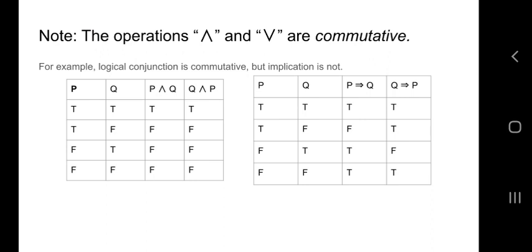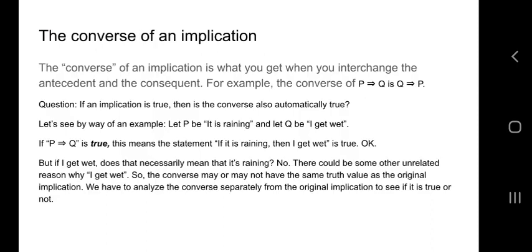Okay, so if we have P implies Q, there is a name for the formula where we reverse the roles of the consequent and the antecedent. That other formula, Q implies P, where we switch the P and the Q, is called the converse of P implies Q. Here's some information about the converse. The converse of an implication is what you get when you interchange the antecedent and the consequent. For example, the converse of P implies Q is just Q implies P.